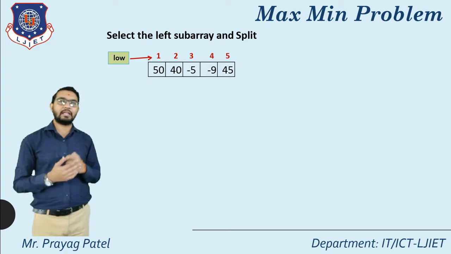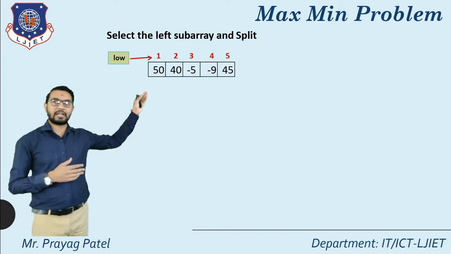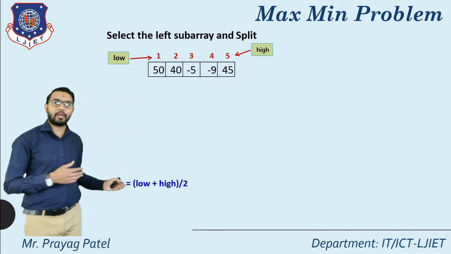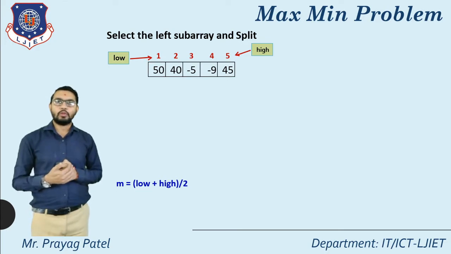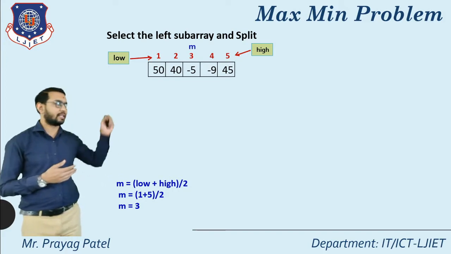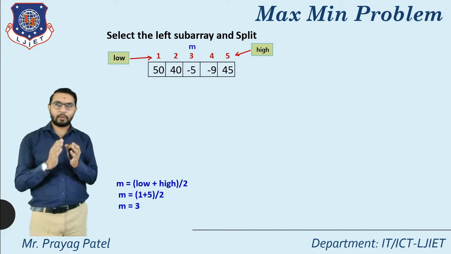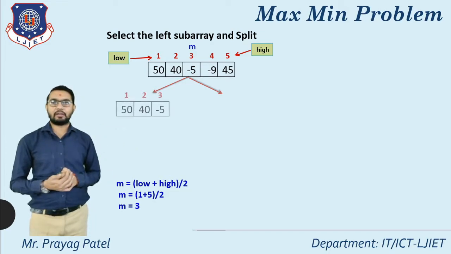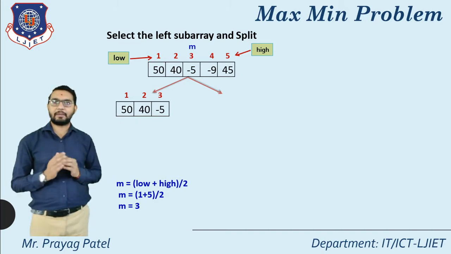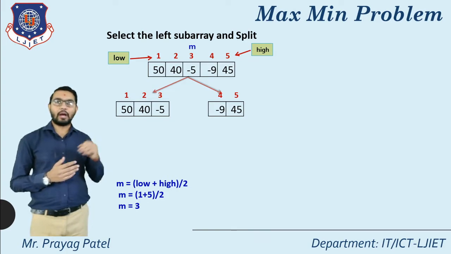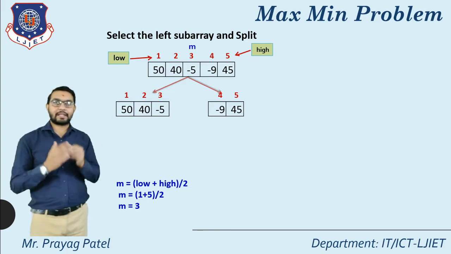Now for finding the middle point, the first location is considered low and the last location is considered high. Middle point m equals low plus high divided by 2, so 1 plus 5 divided by 2, so the middle point is 3. Now divide this problem into sub-problems: low to middle is the first part and middle plus 1 to high is the second part. Locations 1, 2, 3 are the left sublist, and locations 4 and 5 are the right sublist.